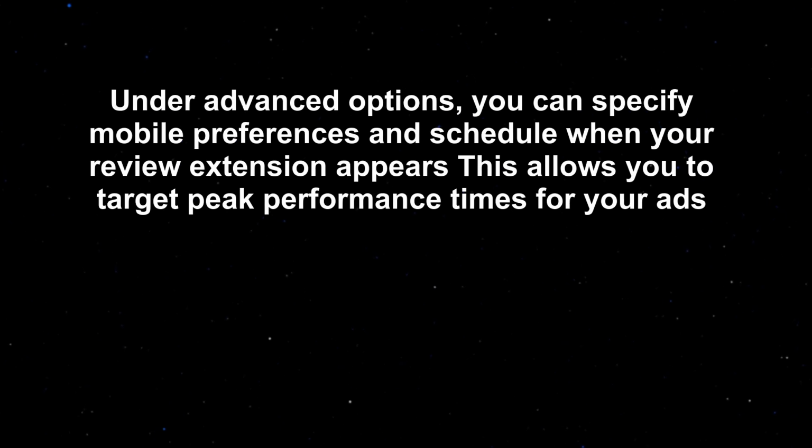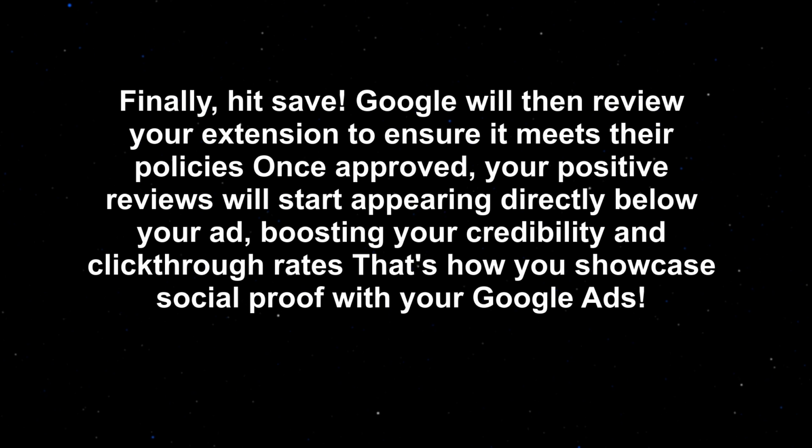Under Advanced Options, you can specify mobile preferences and schedule when your review extension appears. This allows you to target peak performance times for your ads. Finally, hit Save. Google will then review your extension to ensure it meets their policies.